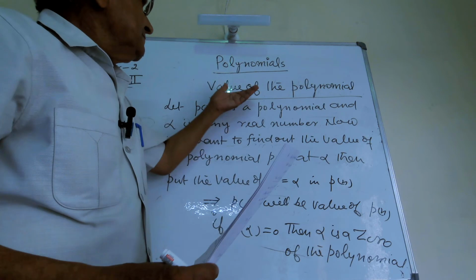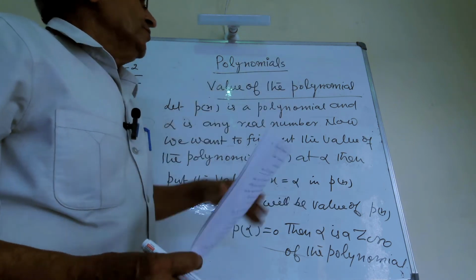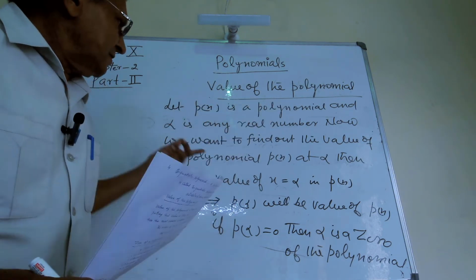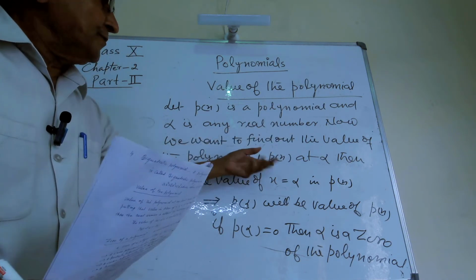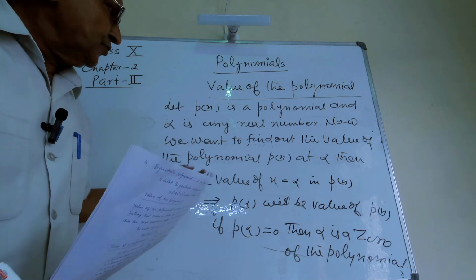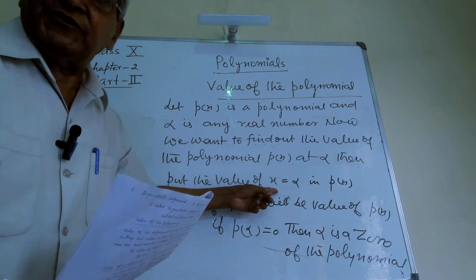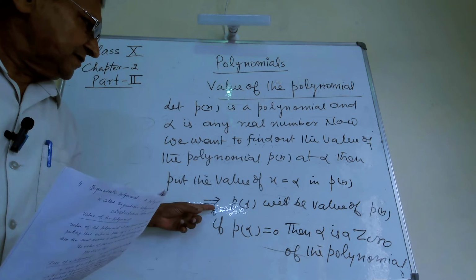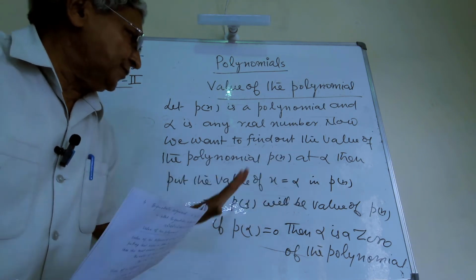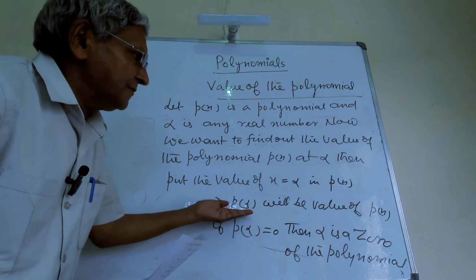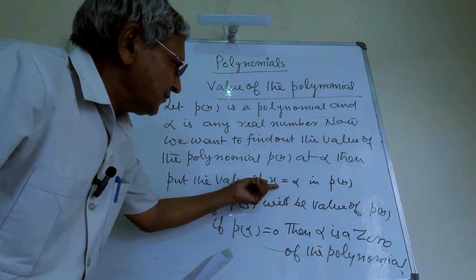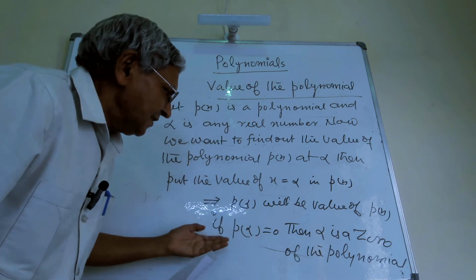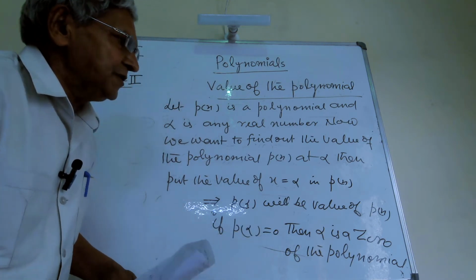Now the next topic, the value of the polynomial. Let P(x) be a polynomial and alpha be any real number. Now we want to find out the value of polynomial P(x) at alpha. Then put the value of alpha in place of x. When you put alpha in place of x, you will get P(alpha). That P(alpha) will be the value of P(x). If P(alpha) is 0, then alpha is a zero of the polynomial.